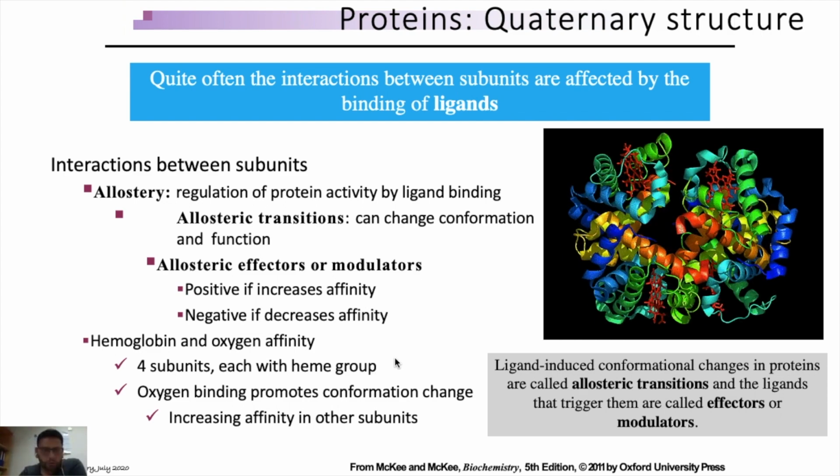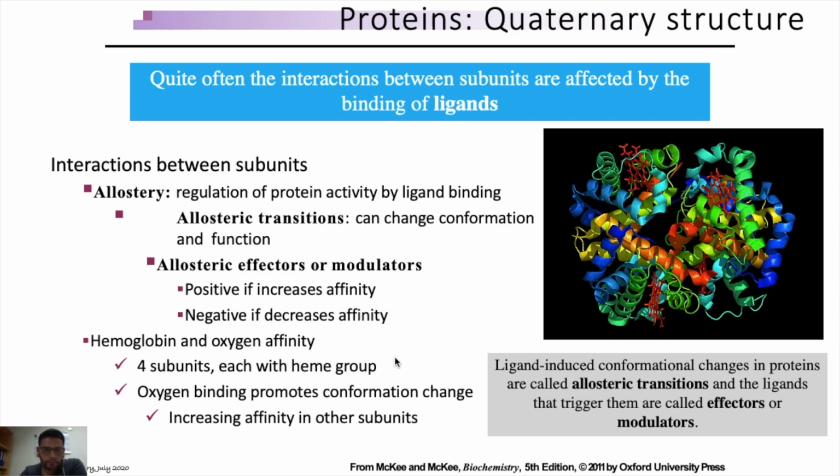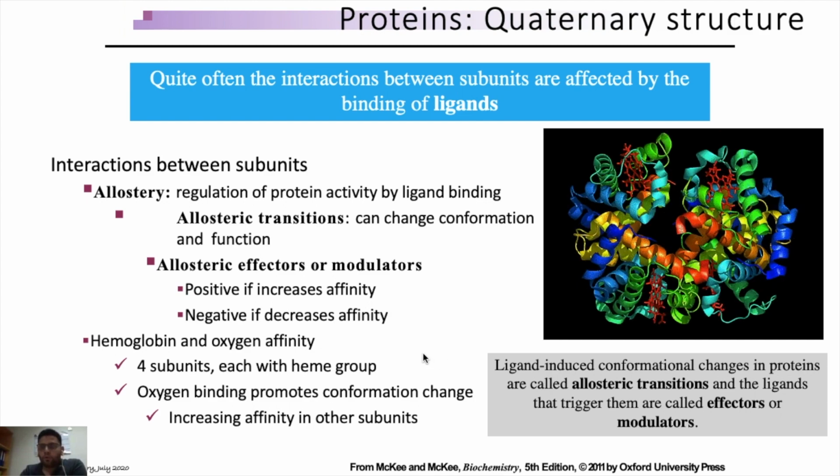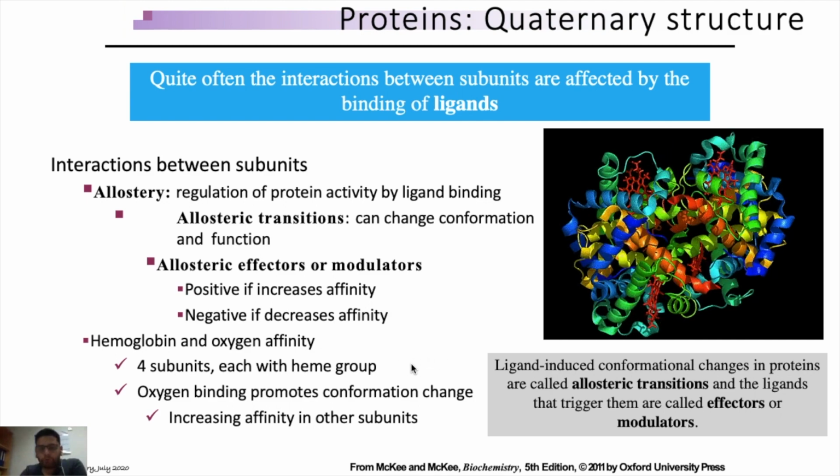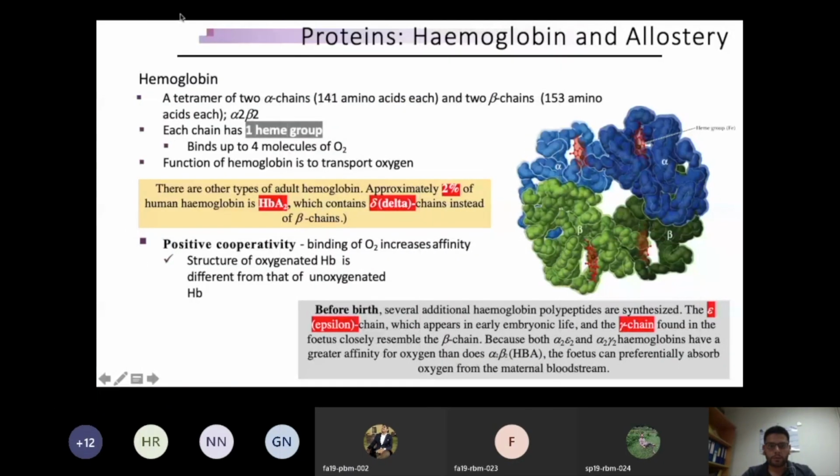One of the best understood examples of allosteric regulation is the reversible oxygen binding with the hemoglobin molecule. As we all know, what is a hemoglobin protein? This is an oxygen carrying protein in the body, and this protein carries oxygen from the lungs to the various body parts.